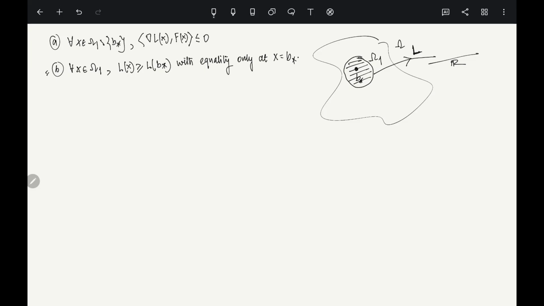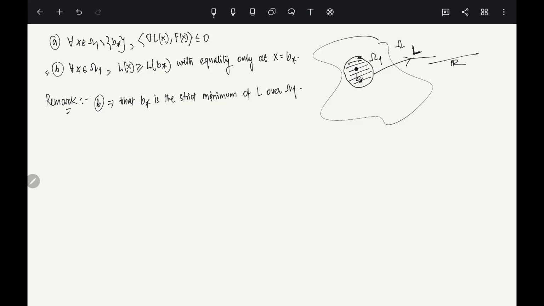Now we will call such a function a Lyapunov function when, first of all, property a holds. I will explain what a means, but let's look at b. B basically says that at the point B star, the value of L should be least. So B star has to be a strict minima of L over omega 1. What is the meaning of these two properties? The condition b implies that the point B star is the strict minimum of L over omega 1. Is it okay?